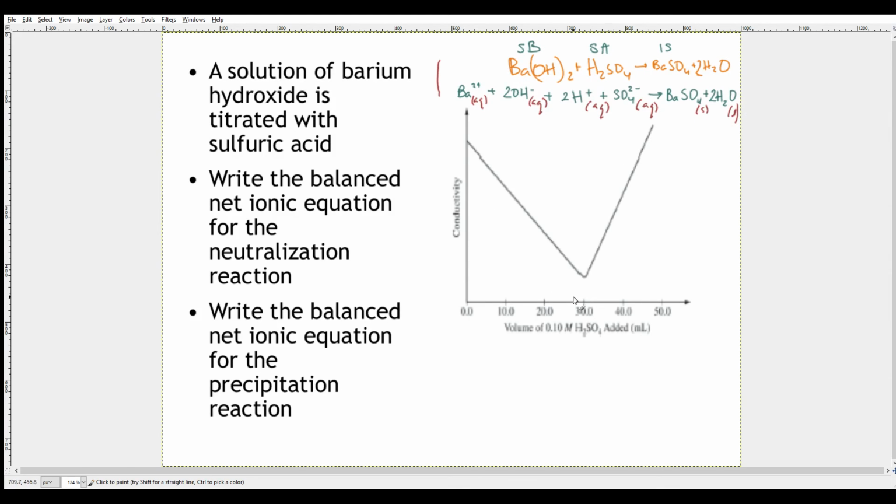Okay, so we're going to look at this conductivity chart and it's going to help us figure out, similar to how you'd use a titration. You can use this to figure out conductivity and when different things are equal to each other. So let's go on to the next slide then.